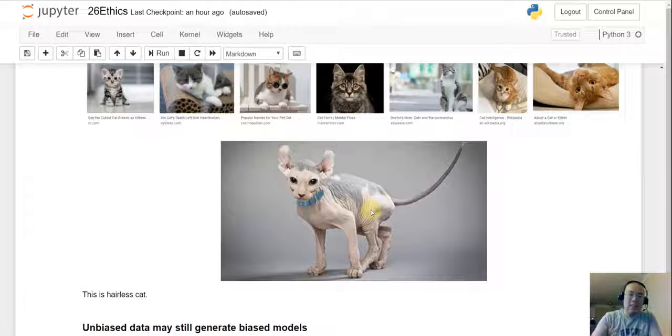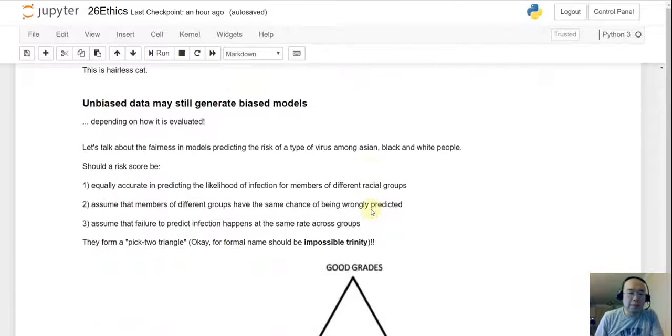If this data set is already garbage, one of the rules of thumb in the world of data science is garbage in, garbage out, right? So if the data set is biased, it's very likely that our model will also be biased. The next thing: unbiased data may still generate a biased model. Even though our data set is not biased, the results from our model may still be biased.